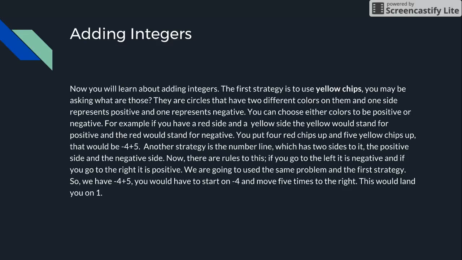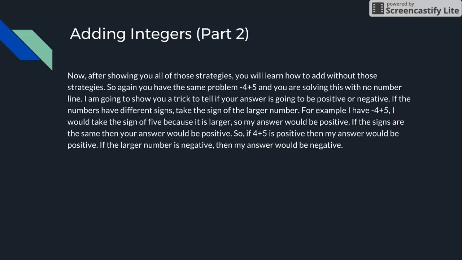Another strategy is the number line, which has two sides to it: the positive side and the negative side. Now there are rules to this. If you go to the left, it is negative, and if you go to the right, it is positive. We are going to use the same problem as the first strategy. So we have negative 4 plus 5. We're going to start on negative 4 and move 5 times to the right. This will land you on 1.